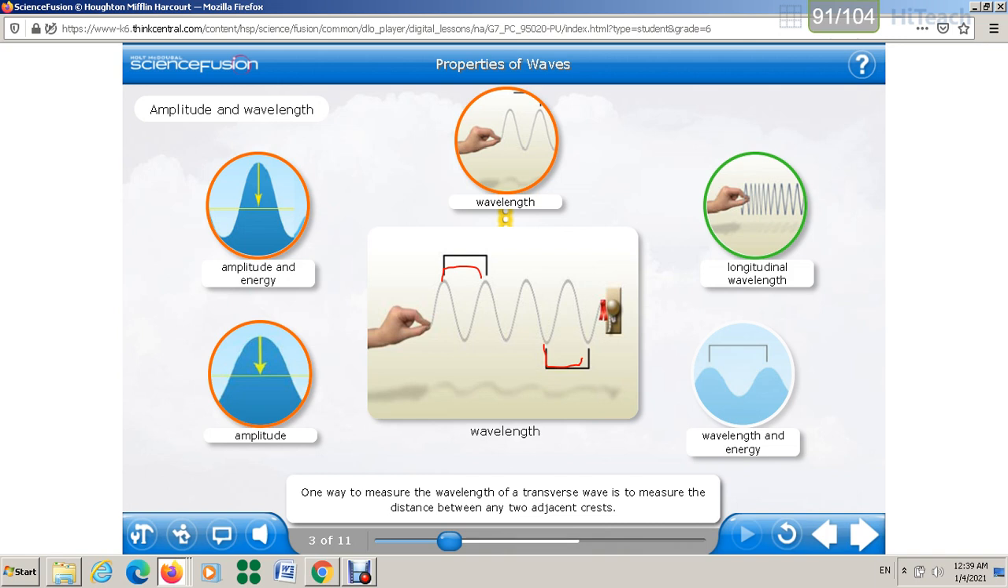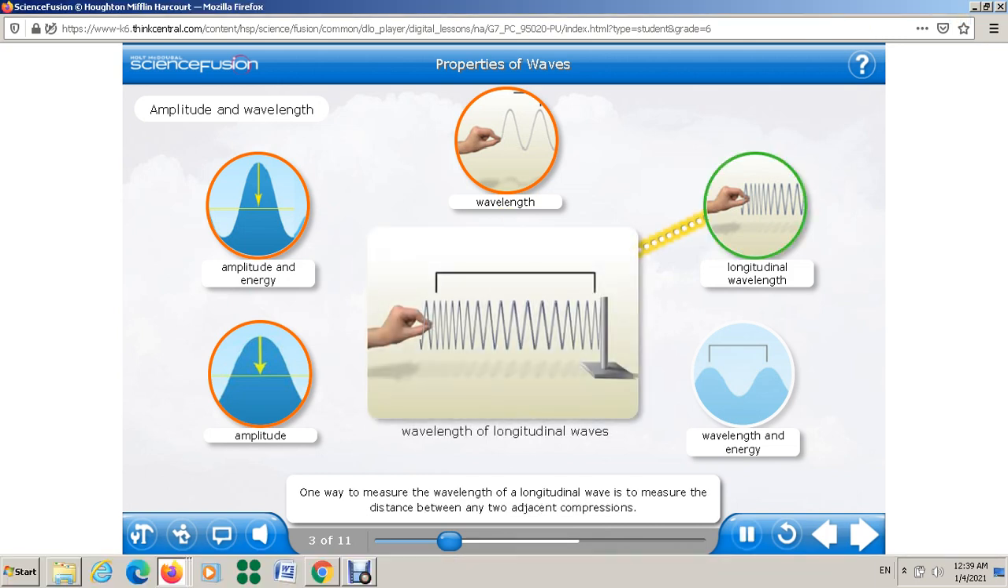Let's look at longitudinal wavelengths. One way to measure the wavelength of a longitudinal wave is to measure the distance between any two adjacent compressions. So for longitudinal it's different, it's not like transverse. To measure the wavelength of a longitudinal wave, you measure the distance between any two adjacent compressions. This one is very important.